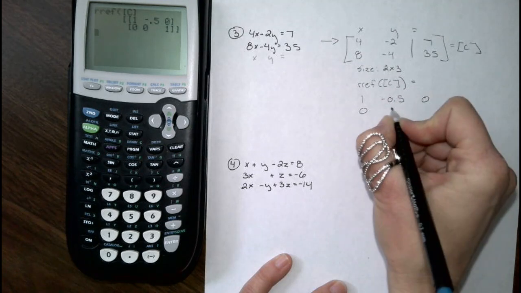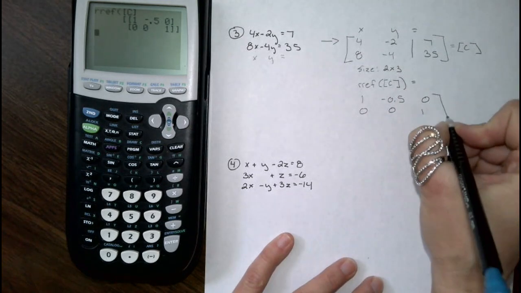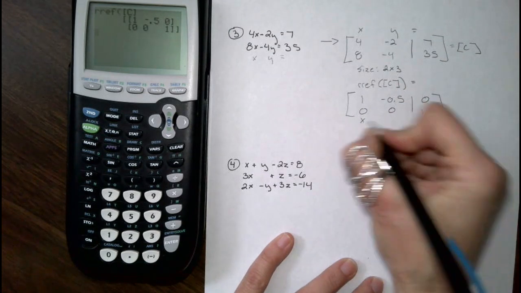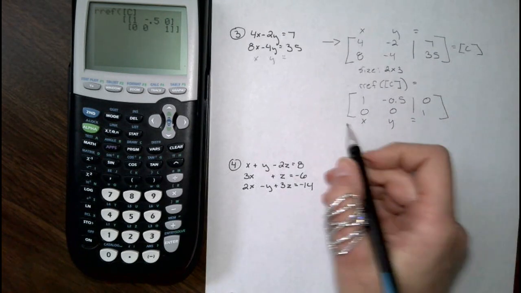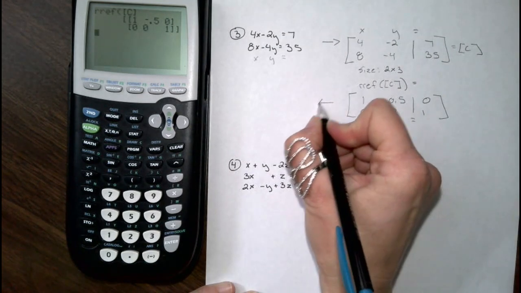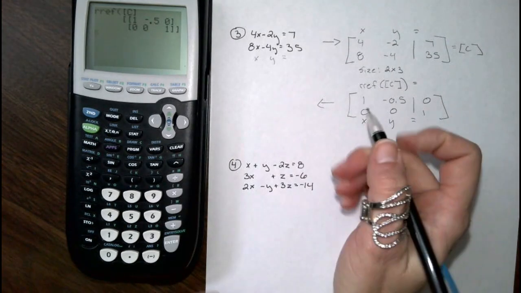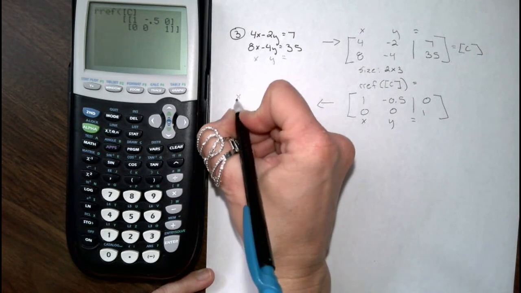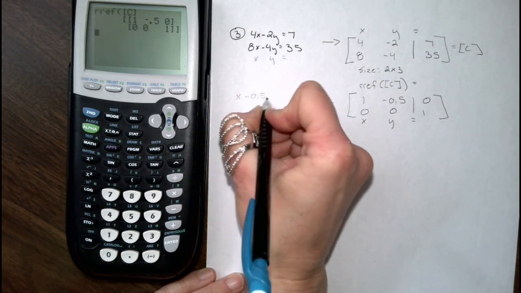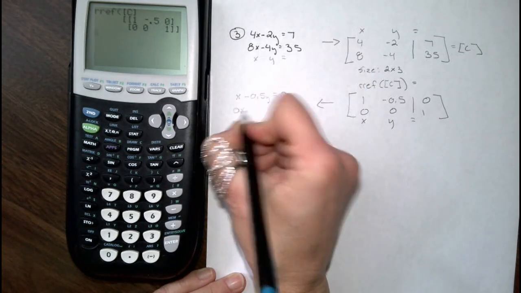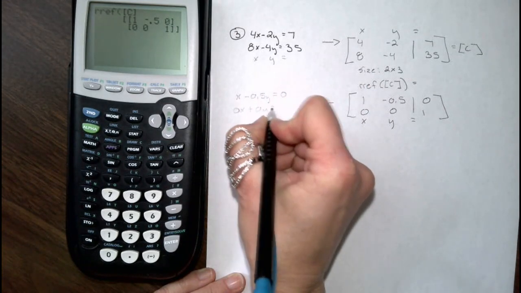We have 0, 0, 1. That is our augmented matrix. Again, this is x, y, and equals. I put that there to remind me, when I write it back in equation form, what I've got. So here it gives me 1x minus 0.5y is equal to 0. The second one gives me 0x plus 0y is equal to 1.